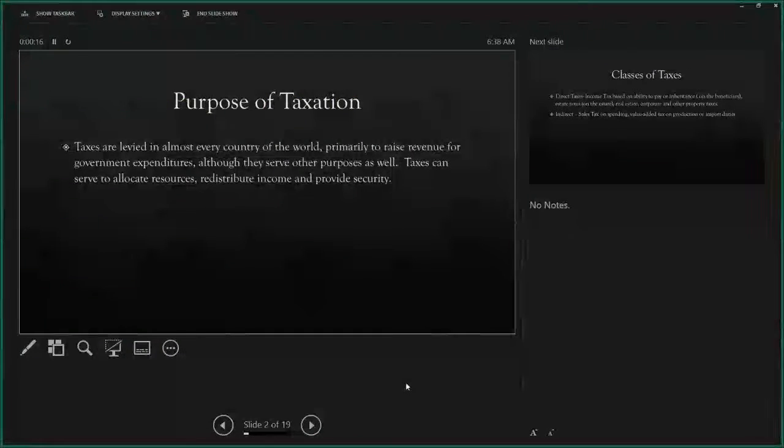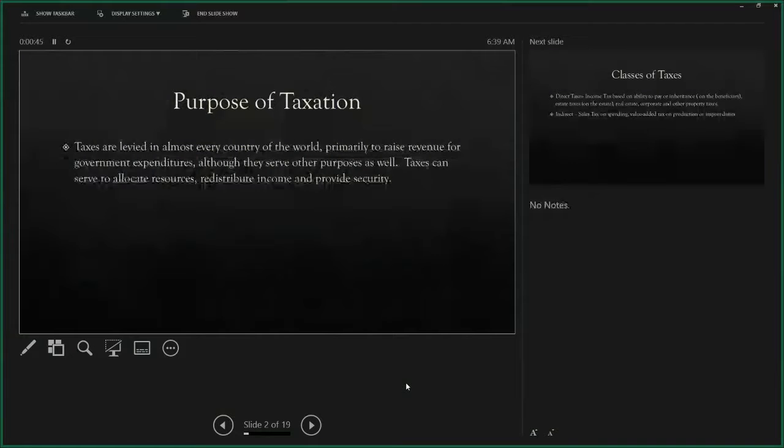First of all, what about the purpose of taxation? Taxes are levied in almost every country of the world, primarily to raise revenue for government expenditures. Although they serve other purposes, taxes can serve to allocate resources, redistribute income, and provide security for a country or a people. And countries around the world all use different methods of gathering taxes.